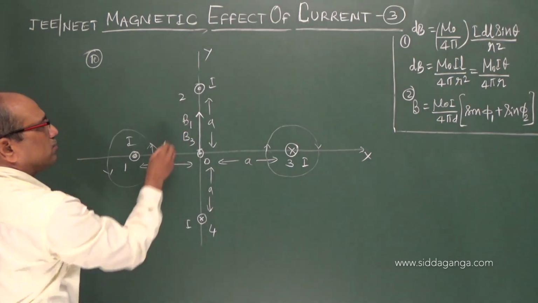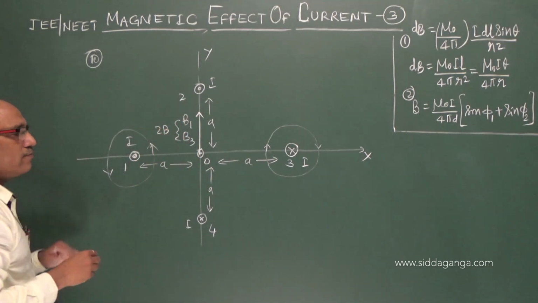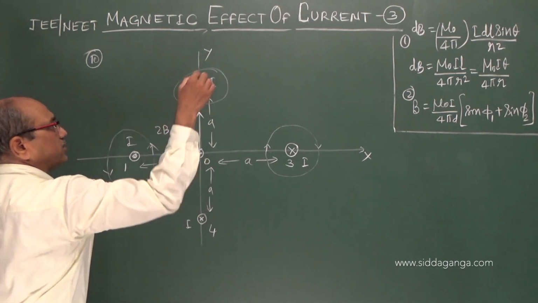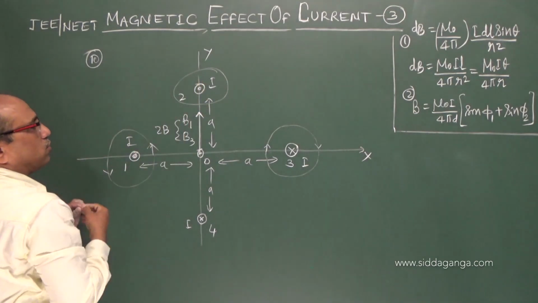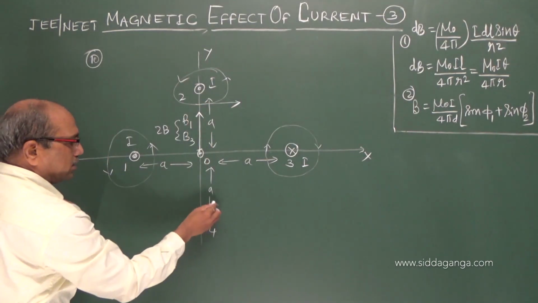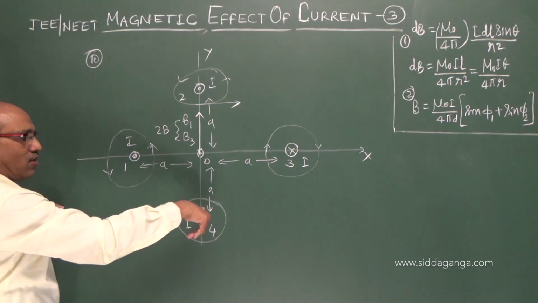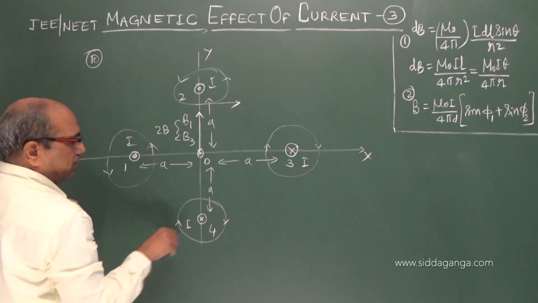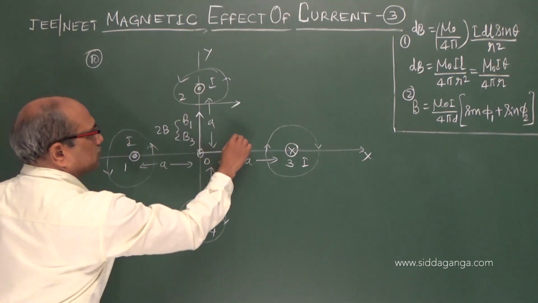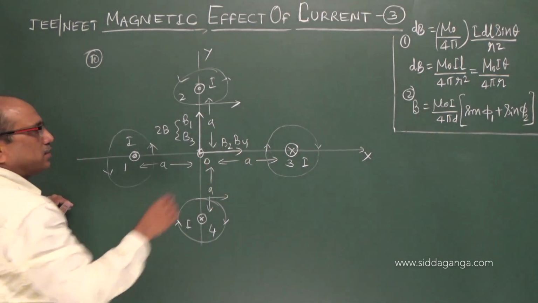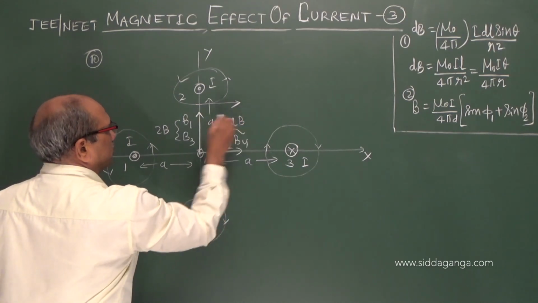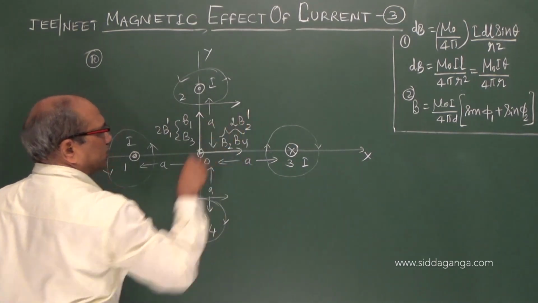B3 and B1 are the same, therefore I can write 2B. Magnitude same, distance same, direction same. Similarly, if I take here anti-clockwise, outward, the magnetic field is anti-clockwise. That means the field is like this. Here it is clockwise because the field is into the board. That means the field is like this, from this center. B4 and B2 act in the same direction, therefore I can write 2B2. It is B1 dash, B2 dash.